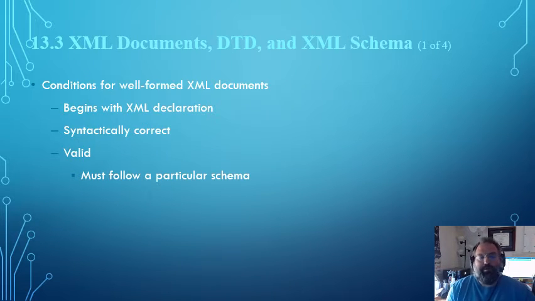The conditions of an XML document being well formed: it begins with an XML declaration. There's a special tag that has to begin at the very beginning of the document. It is syntactically correct, meaning that all of the opening tags have closing tags and so on. It adheres to the specification of XML, and that it is valid, meaning that it follows a schema if one is specified.